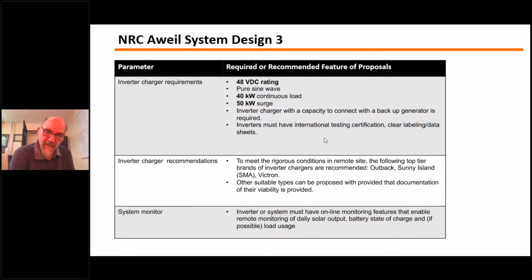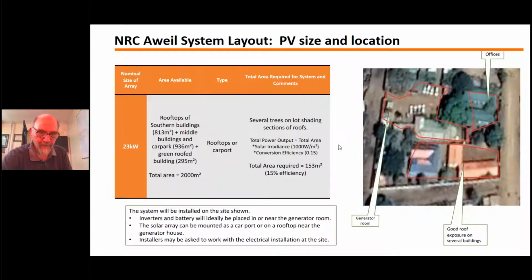Next slide. So then, inverter charger requirements. Their ratings, 50 kilowatts. Inverter charger recommendations, and we want them to have a system monitoring that can be online. So I'm coming to my last slide. That's what we gave to the bidders. Last slide, or actually two more slides.